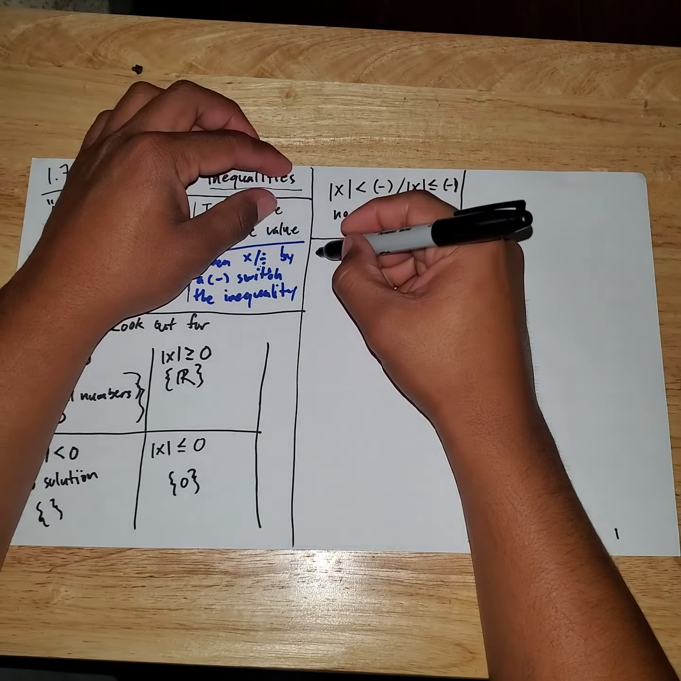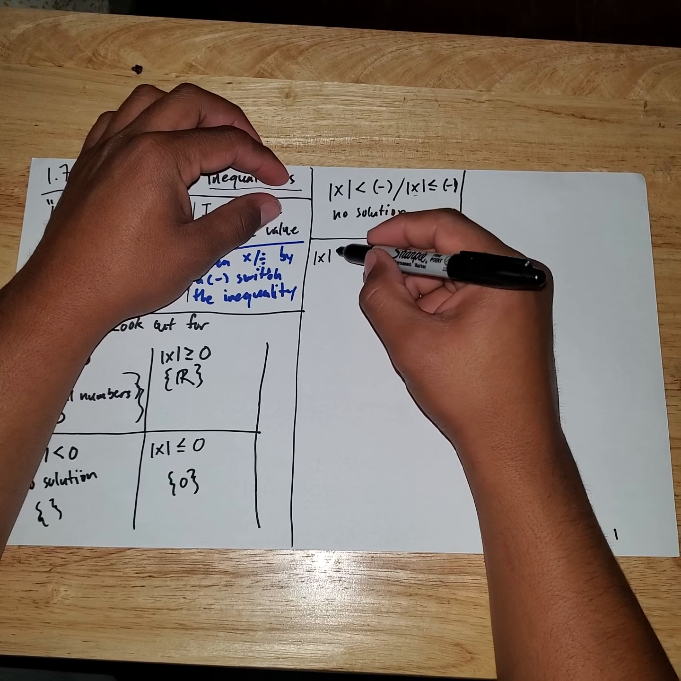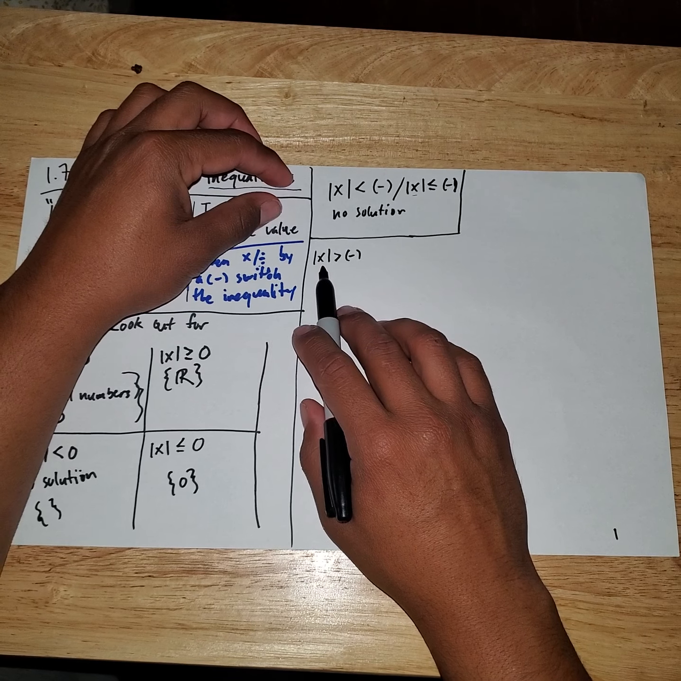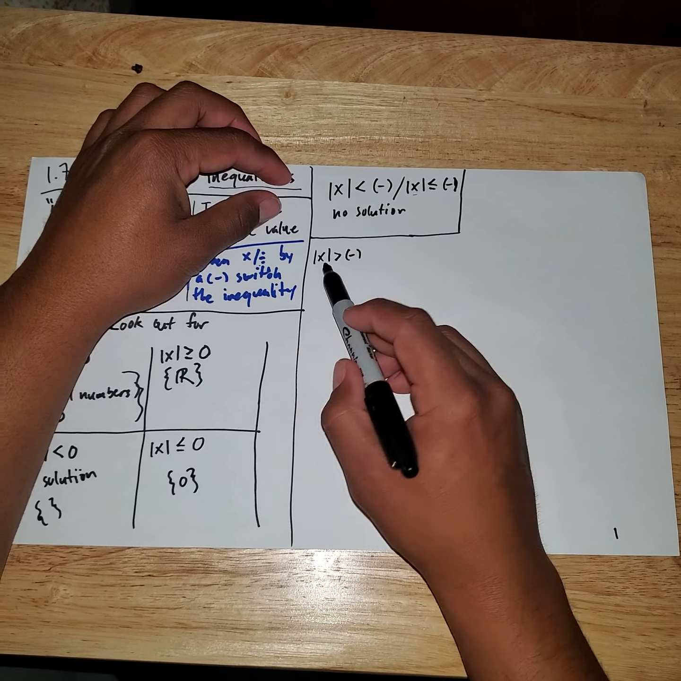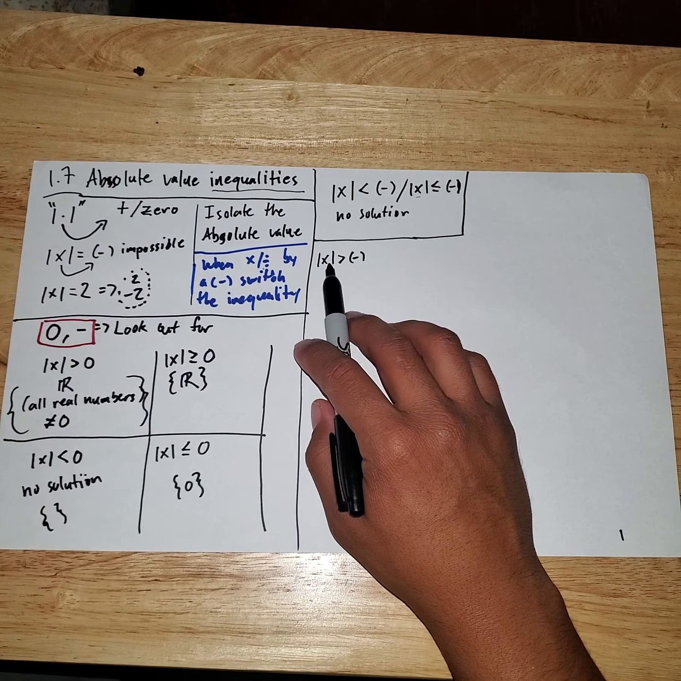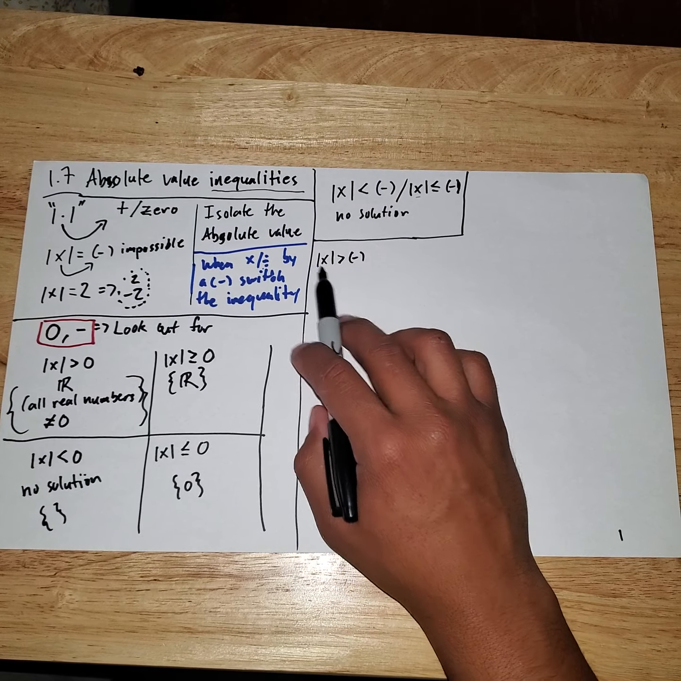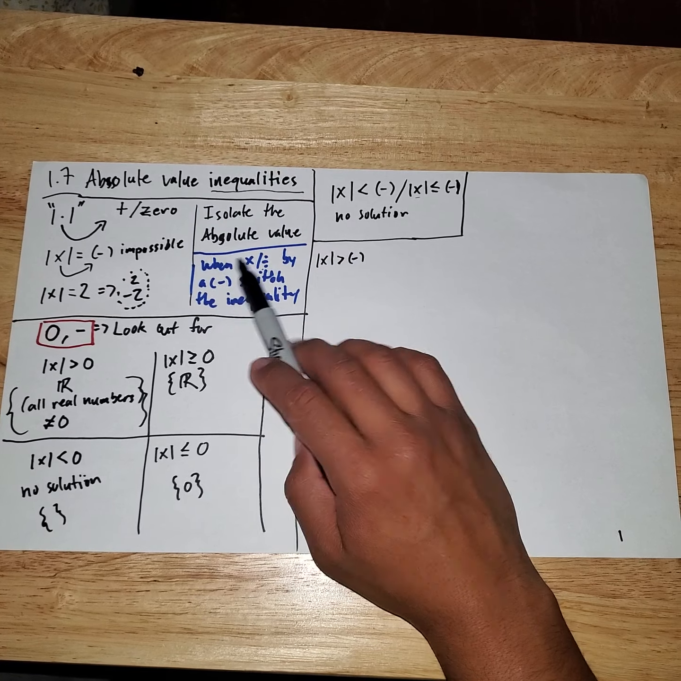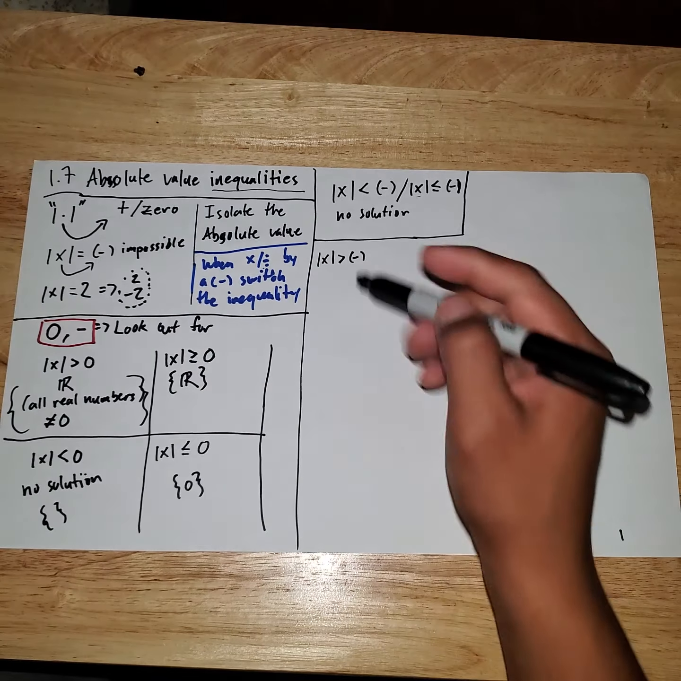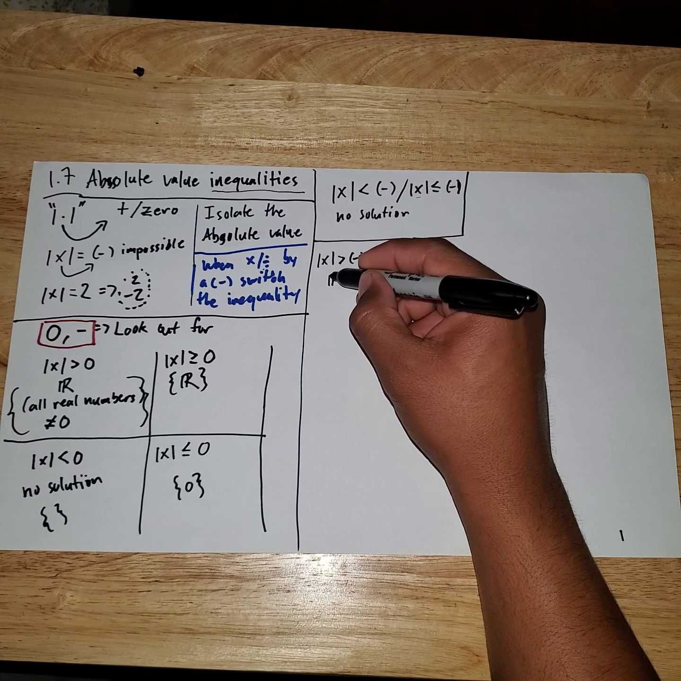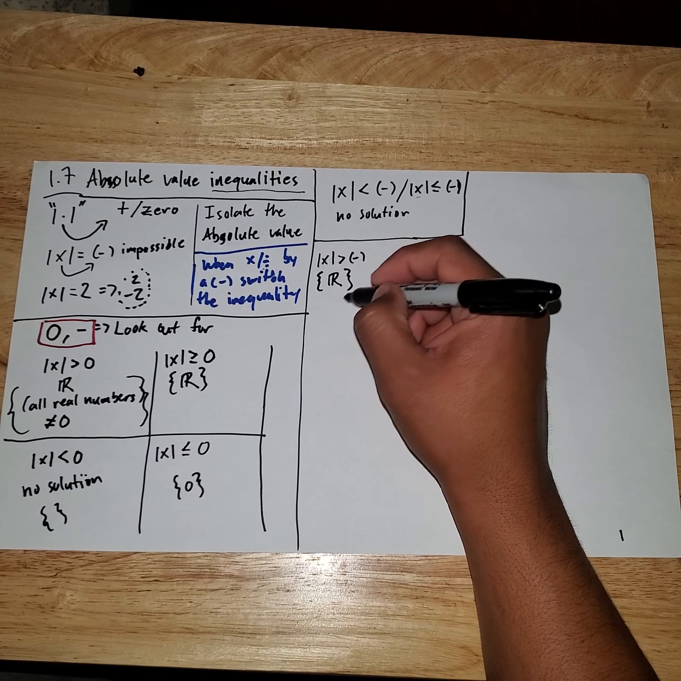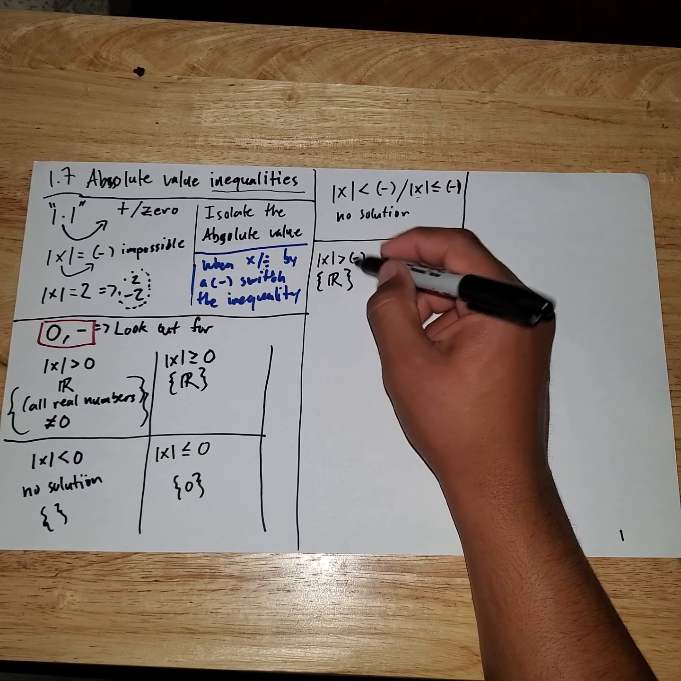So let's look at this scenario here. Positives. Remember, the thing that's going to come out of here are positive numbers and 0. So that means what numbers are bigger than negatives? Positives are always bigger than negatives, and 0 is also bigger than a negative. So in this scenario, again, we have all real numbers, meaning the whole number line is a solution to this problem.